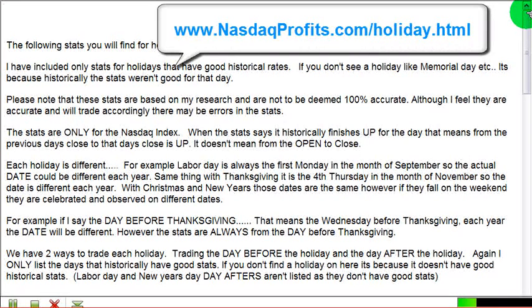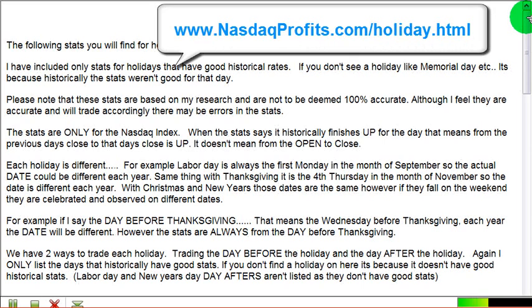These stats are based on my research. I believe they're accurate, but don't take my word for it. These are trades that I'll be taking myself based on the stats, but if you find an error, I'm sorry. So, there's two different ways. Obviously, on a holiday, the markets aren't open, so there's two different ways we trade it: the day before and the day after that holiday.